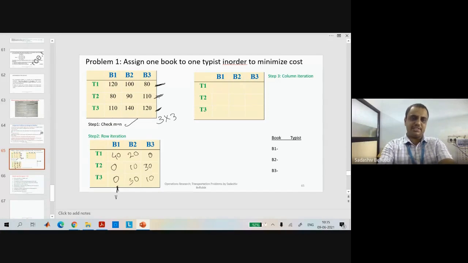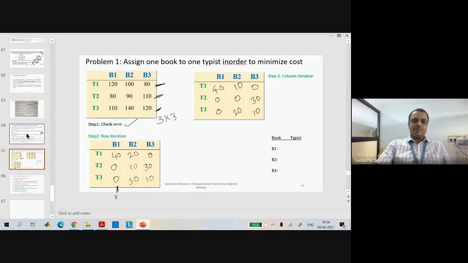Now in the first column, what is the least number? 0 is the least number. If you subtract 0 from all the numbers, we'll get the same numbers, that is 40. In the second column, there is no 0: it is 20, 10, 30. Here 10 is the least, so subtract that 10 from all the numbers. In the third column, a 0 is already present, so the answer will be the same. This is the column iteration.